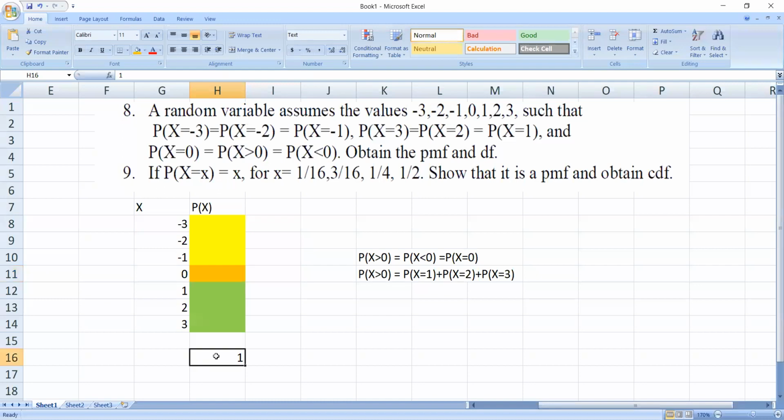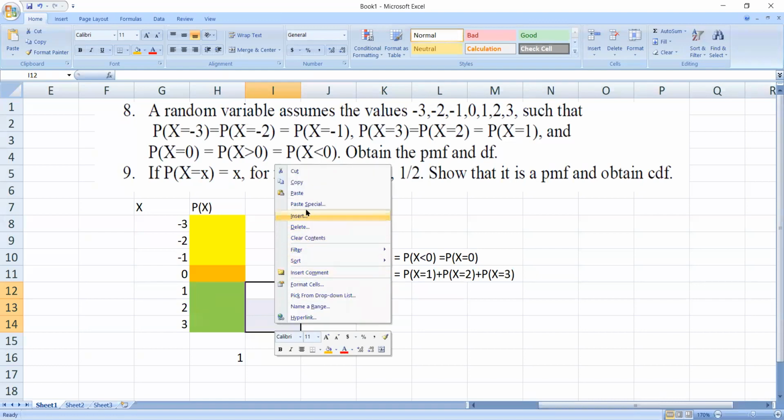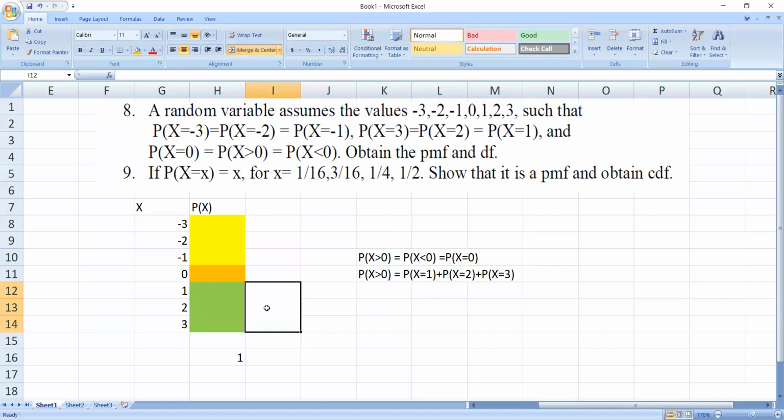When all these are equal and the sum is equal to 1, that means this entire probability, for the case x greater than 0, is 1 divided by 3. Similarly, this part is 1 divided by 3. And similarly, for x less than 0, that is also 1 divided by 3, because only then I get the total as 1.